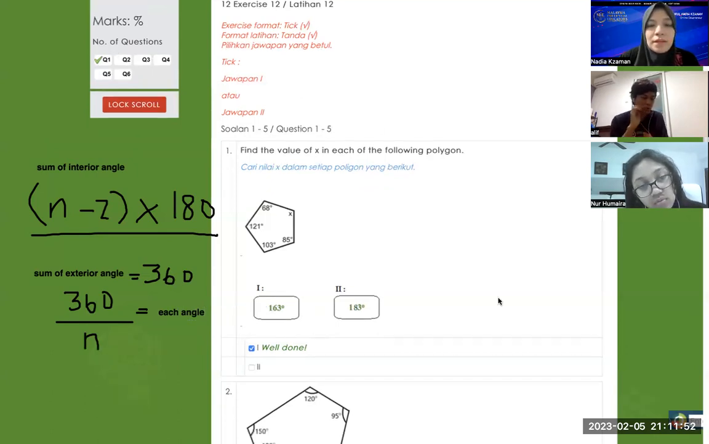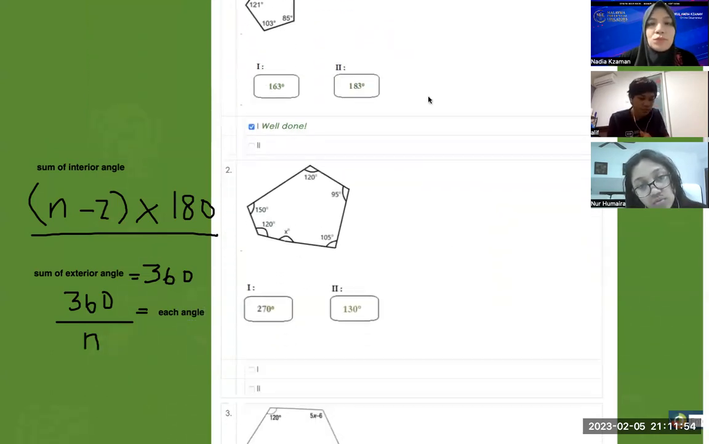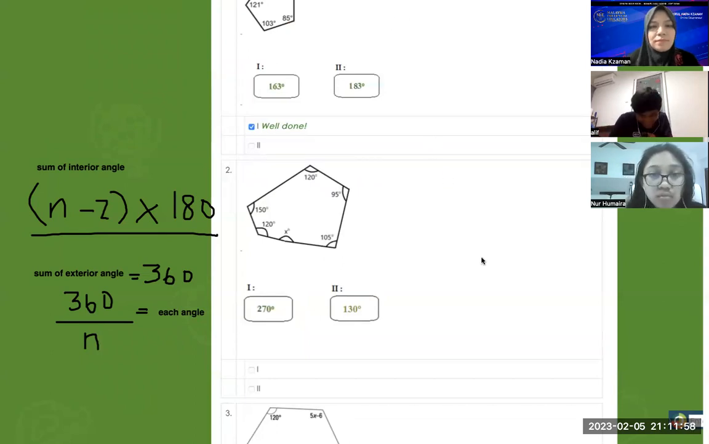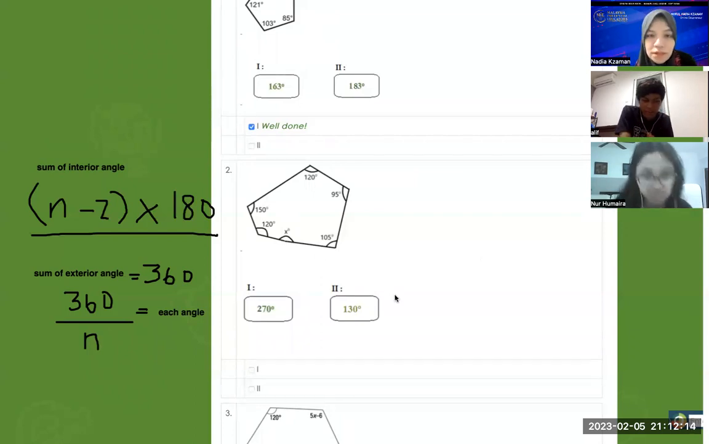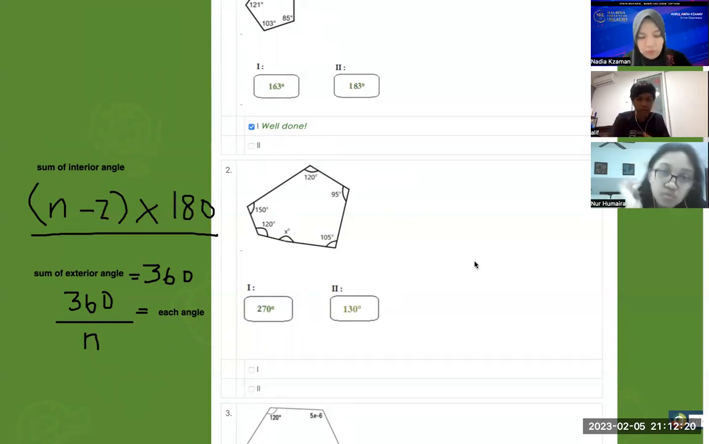Okay. Now, let's see number 2. It's Myra's turn. Okay. What will be the value of X? Is this one the interior or exterior? This one is interior. So actually we have 1, 2, 3, 4, 5, 6 corner. We have 6 corner means we have 6 sides.